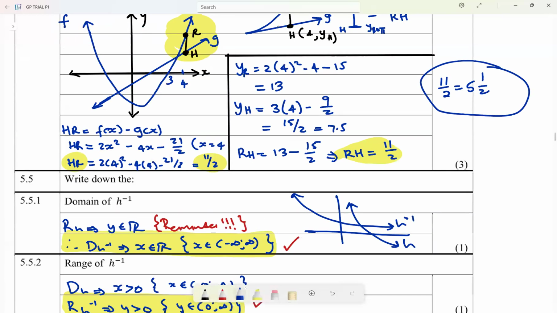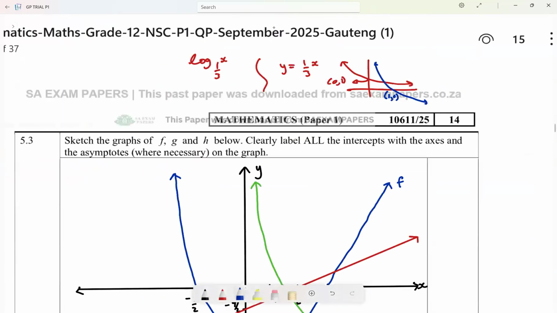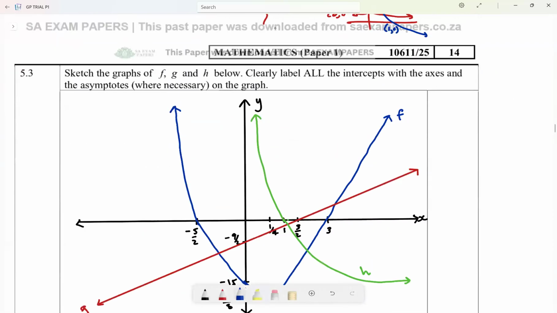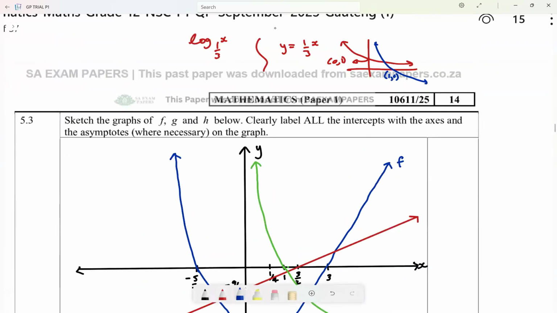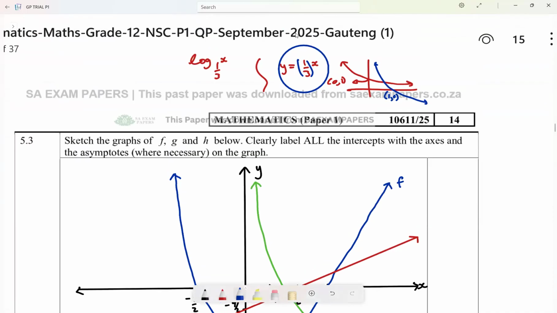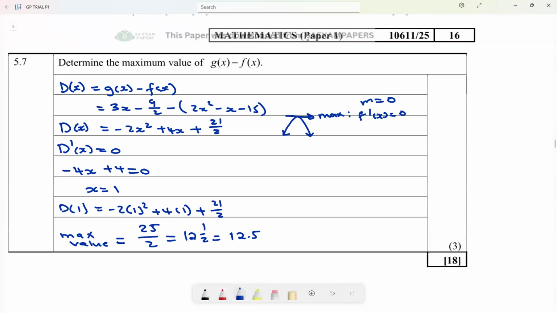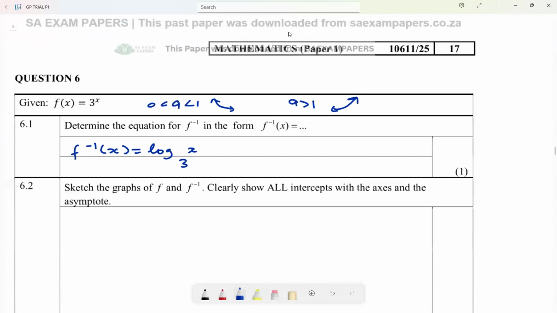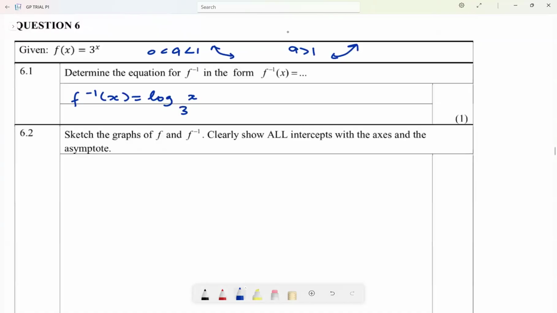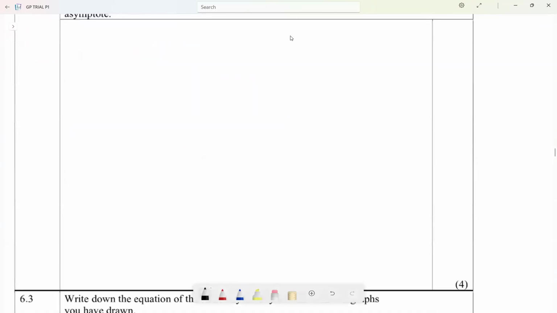Remember the last time we worked with the inverse. Remember I told you that this is just log, but the inverse of that log was the exponential, which had y equal to 1 divided by 3 to the power of x, and we said it is a decreasing function because the value of a was between 0 and 1. But if the value of a is greater than 1, it's going to be an increasing function. So this is just easy, guys.